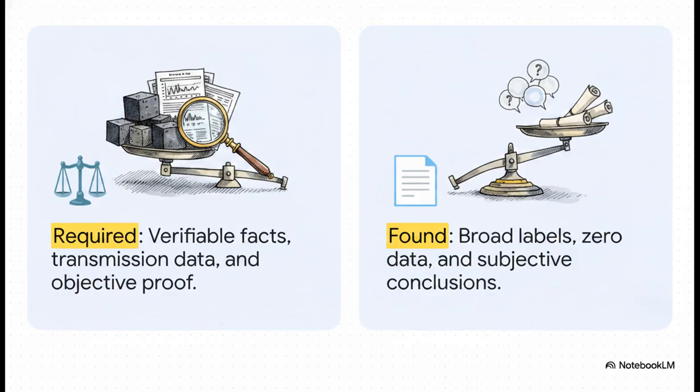The strict legal requirement for hard data was consistently met with broad, empty labels across all 3 documents. Think about it. Where the law demands verifiable facts to prove information is false, the AI found only subjective conclusions. Where the law demands transmission data to show the scale of an act, the AI found 0 data, none. The documents leaned heavily on sweeping terms like spreading false speech without actually pointing to which specific speech was false, or frankly, providing any data to back it up.